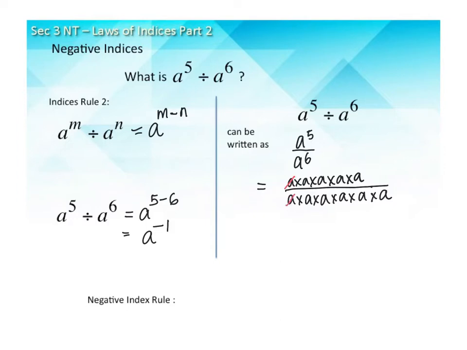Dividing both by a, it will give me 1, not 0. And I'm left with one of the a in the denominator. So if this is the case, the numerator is left with only 1, the denominator left with only a, so this will be 1 over a. So in this case, the negative index rule will be a to the power of negative 1 means it is 1 over a.